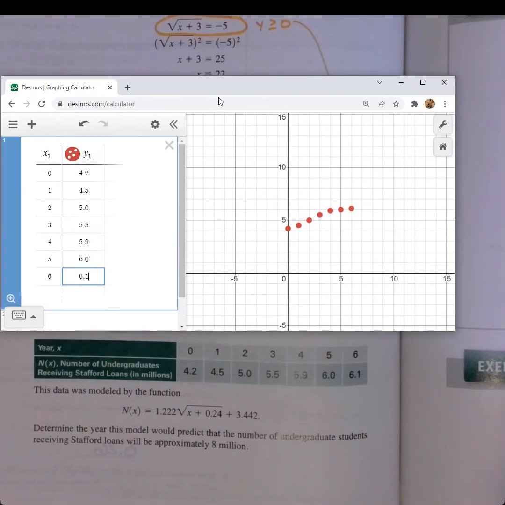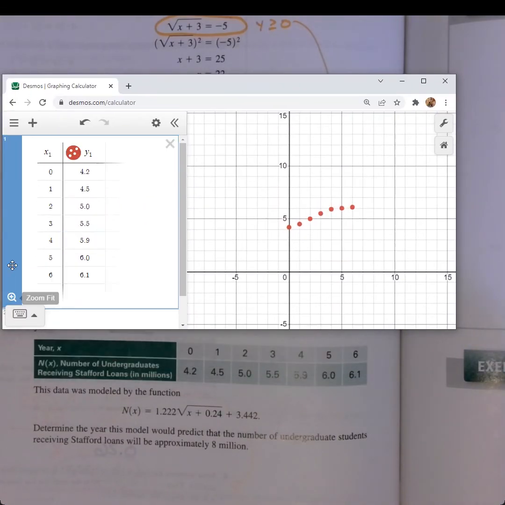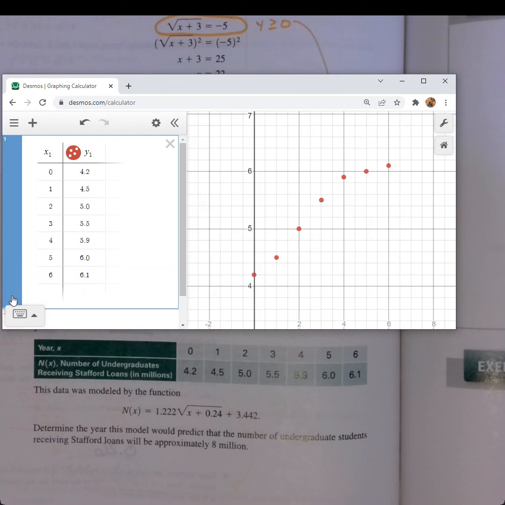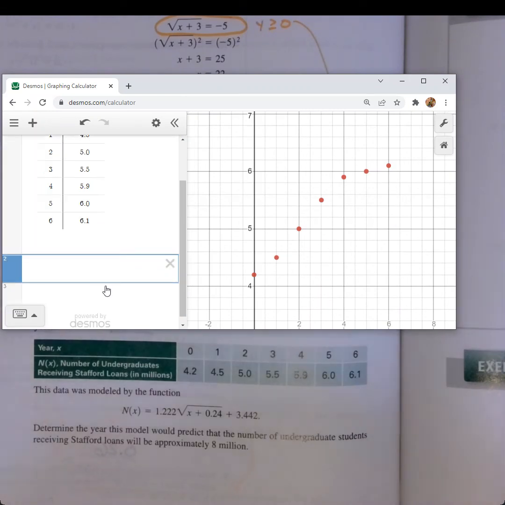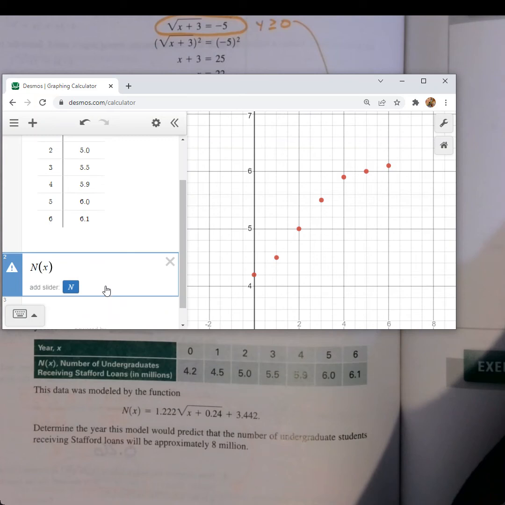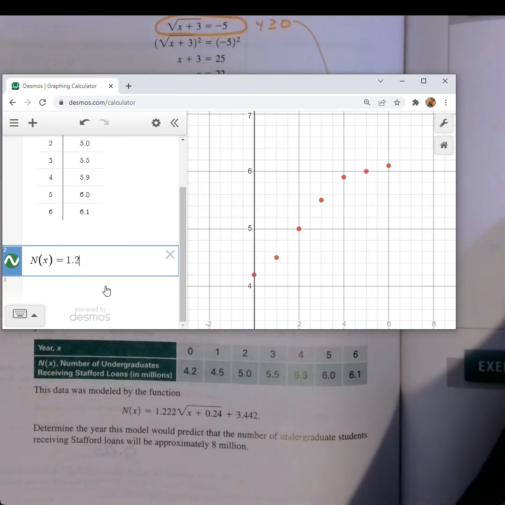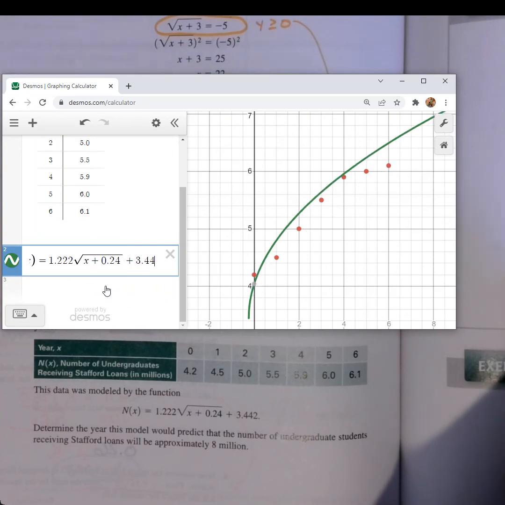Okay, so I got my data typed in over here. I hope it's typed right. Let's check it out. 0, 4.2, 4.5, 5, looking good. Okay, and they want us to check out this model and see if it fits the data. So n of x equals 1.222 times the square root of x plus 0.24 plus 3.442.